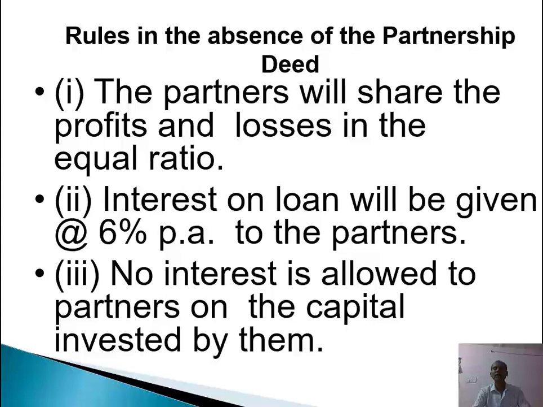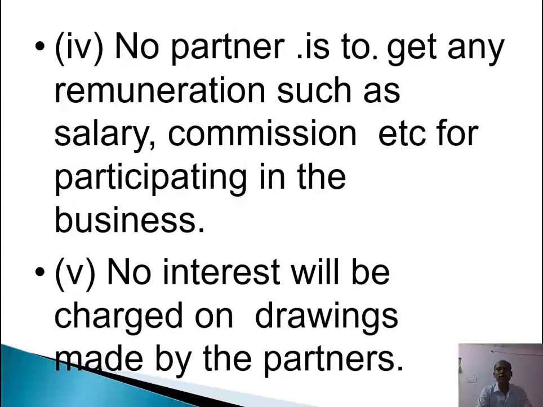And no interest is allowed to partners on the capital invested by them. If in the partnership deed the interest on capital is not mentioned, no interest is allowed to the partners on capitals. Next, no partner is to get any remuneration such as salary, commission, etc. for participating in the business. If it is not mentioned, no partner is entitled to remuneration, salary, commission. And no interest will be charged on drawings made by the partners.